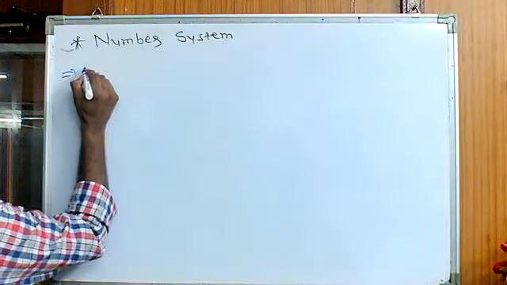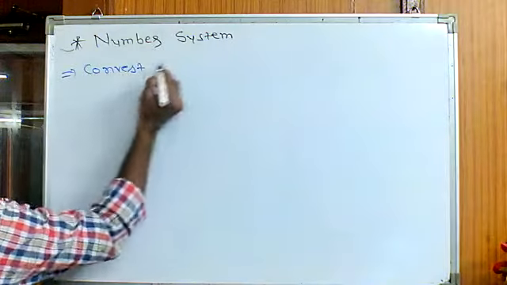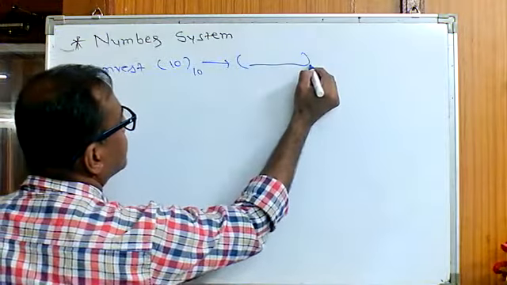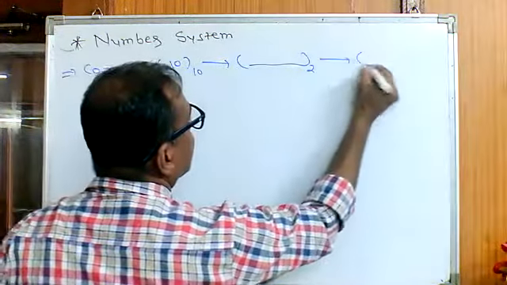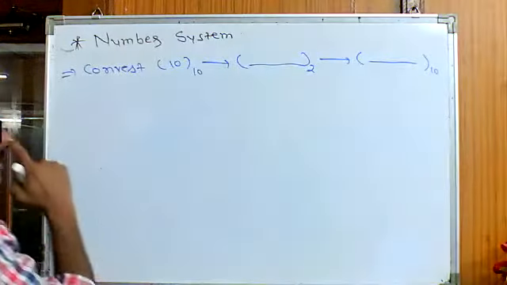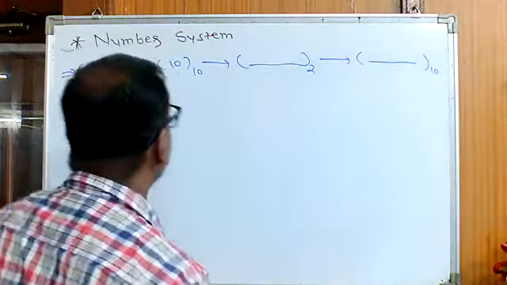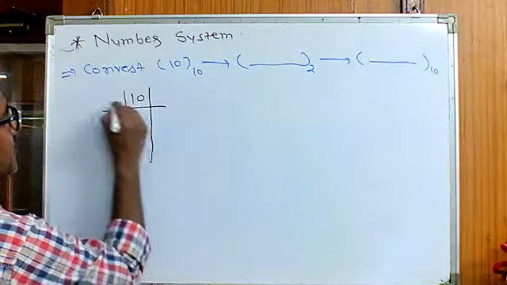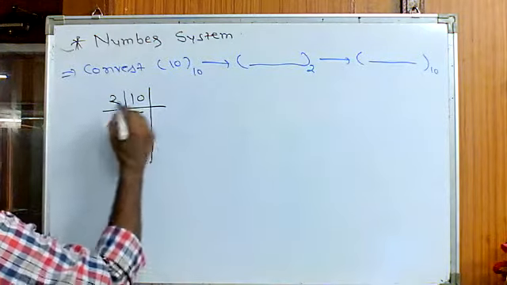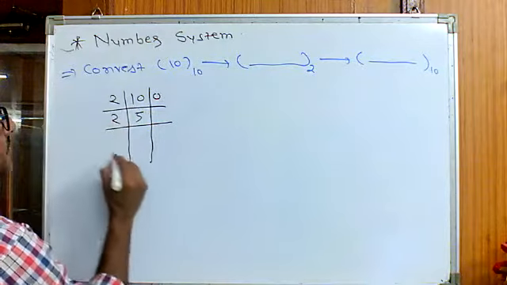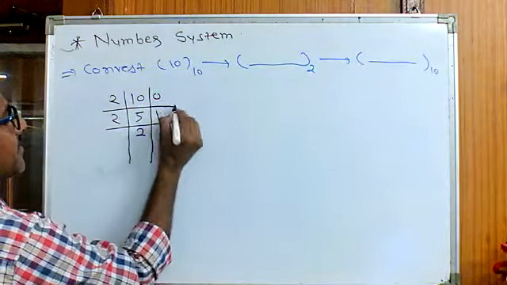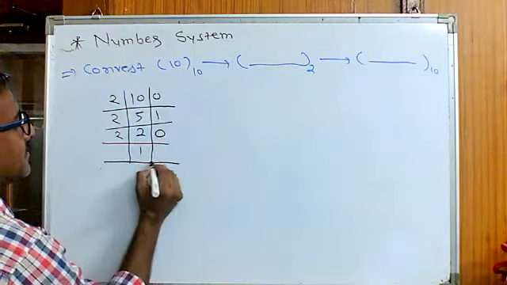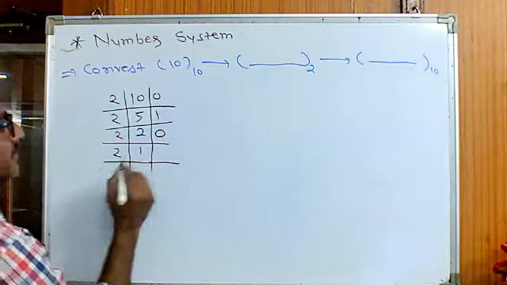Another example. Convert 10 from decimal to binary, and then binary back to decimal. First of all, the 10 is represented in binary. 10 divided by 2 is 5, remainder 0. 5 divided by 2 is 2, remainder 1. 2 divided by 2 is 1, remainder 0.